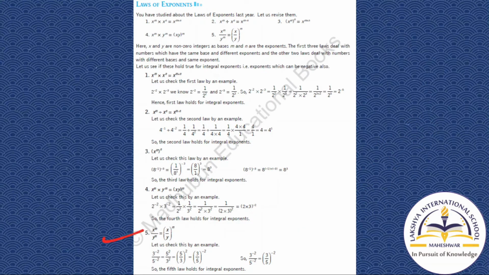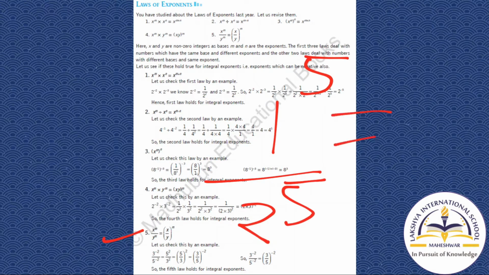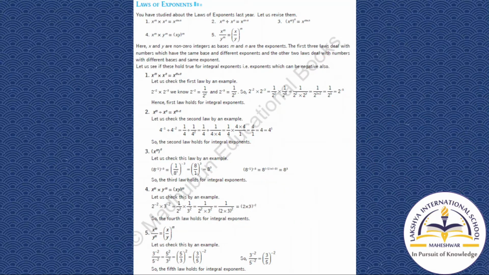Now question number 5, x to the power m upon y to the power m. So if the powers are same in a division, you can write, suppose we have 1 to the power 5 and 2 to the power 5, so we can write 1 by 2 whole to the power 5. So like this.